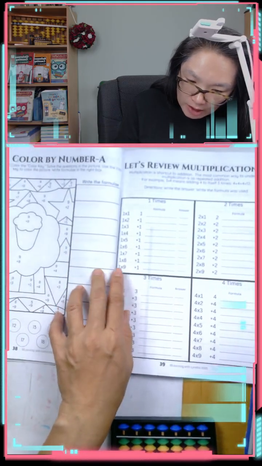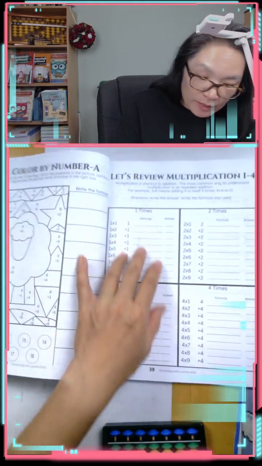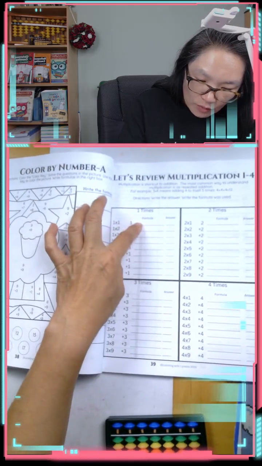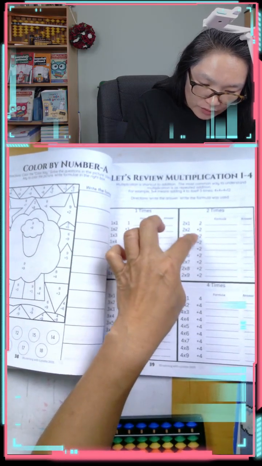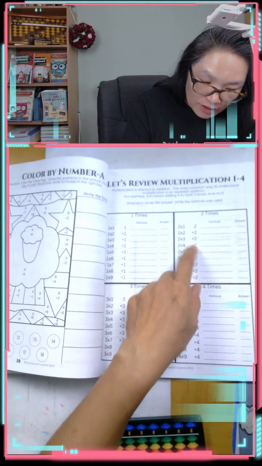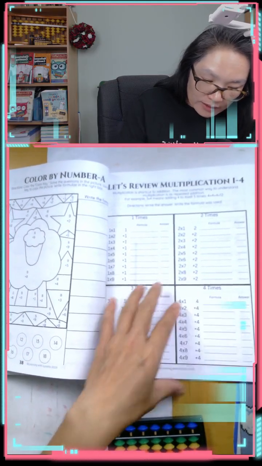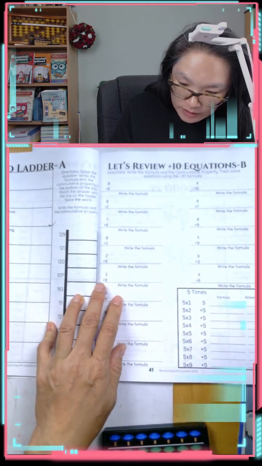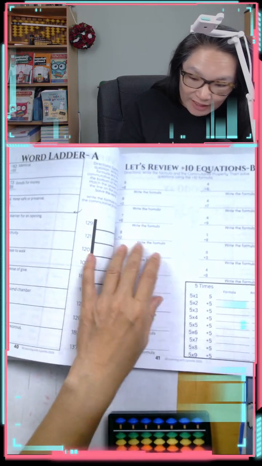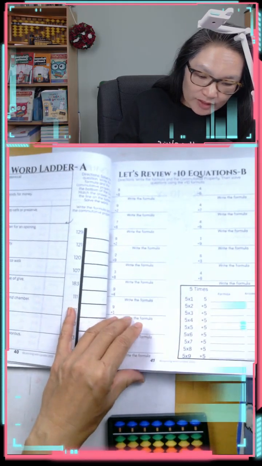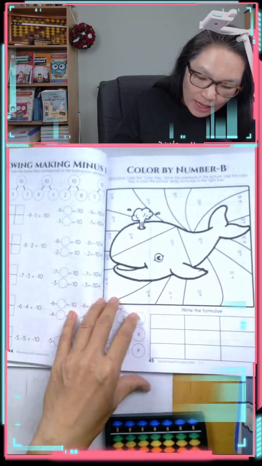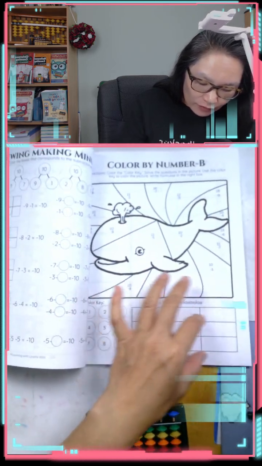So I have color by number, and then we start understanding the beginning parts of multiplication. Multiplication is just repetitive addition. So if you add the 1, add the 1, add the 1, add the 2, add the 2, add the 2. So if I had 2 times 4, it's 4 times the 2, right? 1, 2, 3, 4 times the 2. What I'm trying to do is show the beginning parts of repetitive addition, which is another form of multiplication. The word ladder strengthens the idea of what plus 10 is, and then we go into minus 10.